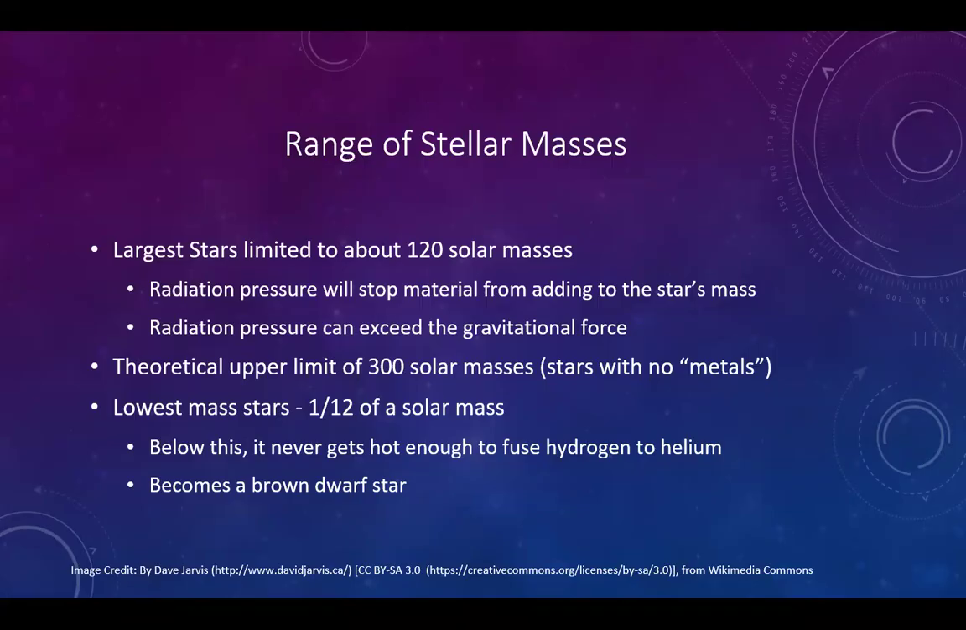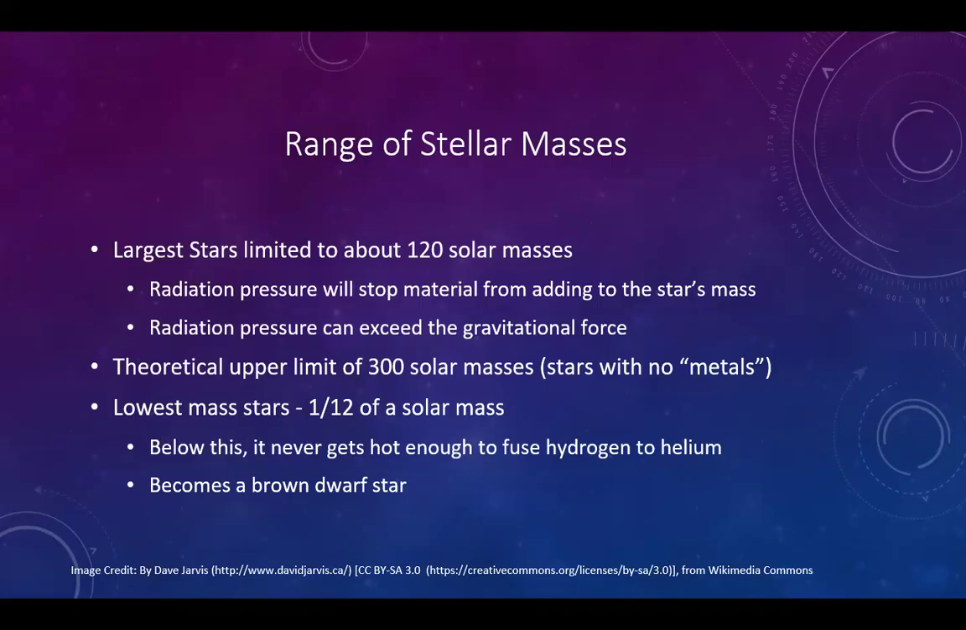The theoretical upper limit is for a star that has no metals, so it is minimally dense. Basically, heavier elements interfere with this and make it easier for radiation pressure to push off material. So the theoretical upper limit is 300 solar masses.